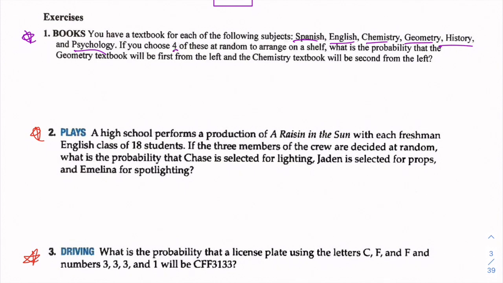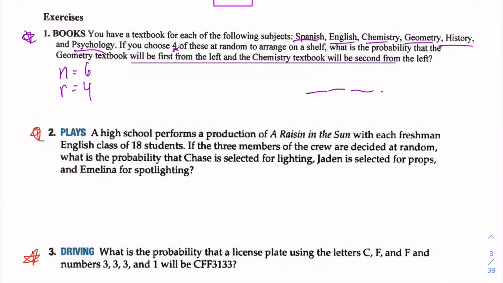If you choose 4 of these at random to arrange on a shelf, so you're picking 4 of them, how many do you have total? N equals 6. And how many do you want? You're picking 4. So that's the total. What is the probability that the geometry textbook will be first from the left and the chemistry textbook will be second? I'm gonna draw you a little visual here.